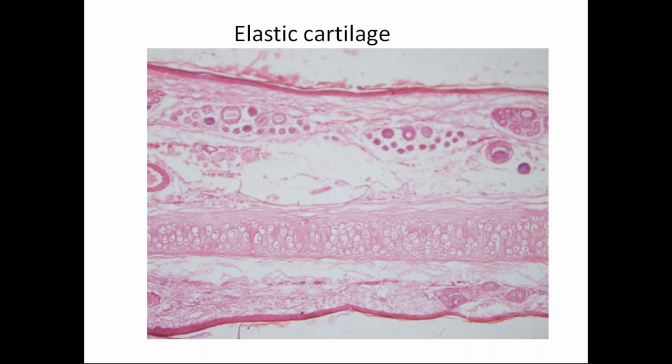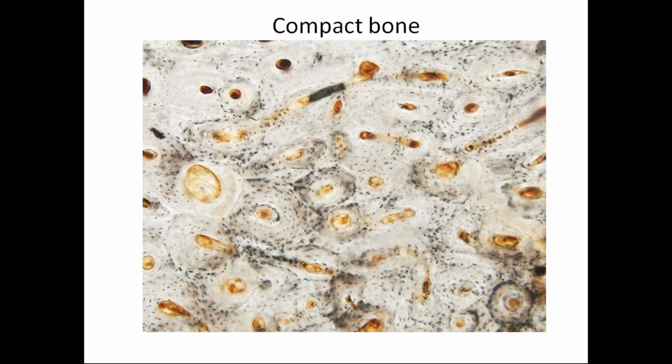And when we see fibrocartilage, I don't have a slide, but it's similar to a tendon with some isogenous groups of chondrocytes present. In the intervertebral disc you have fibrocartilage, or where a tendon gets inserted into the bone, one has fibrocartilage.